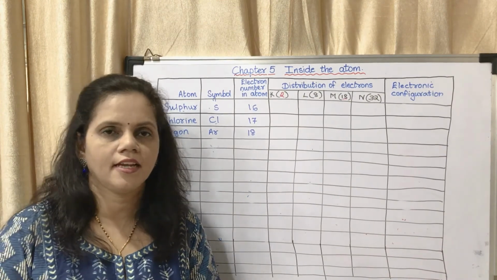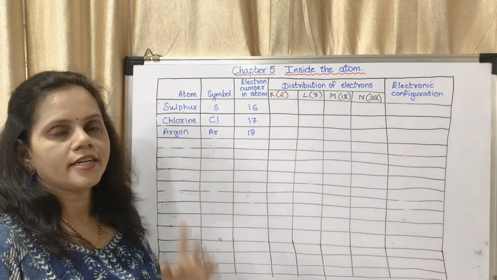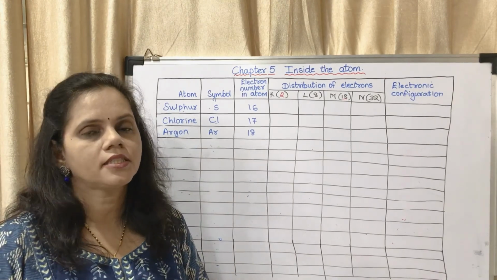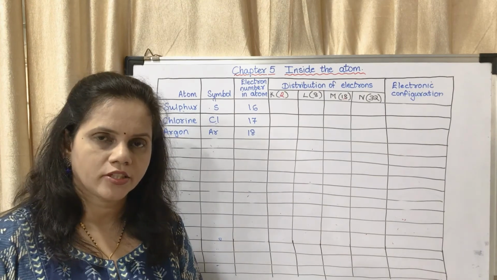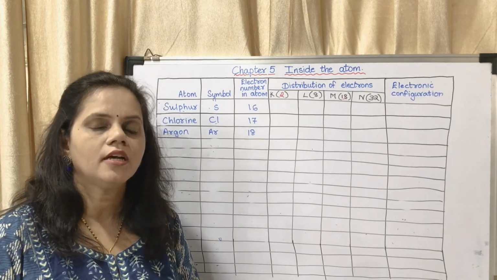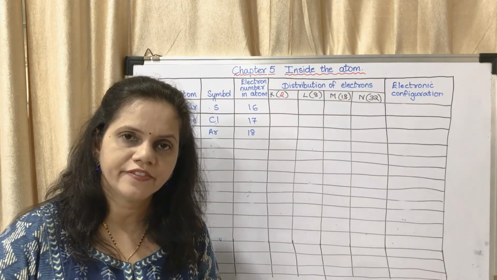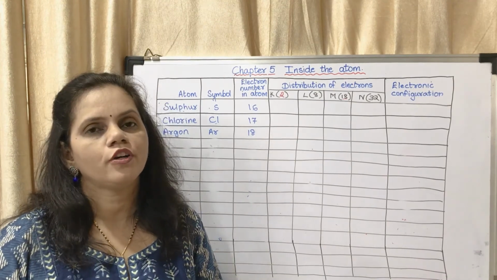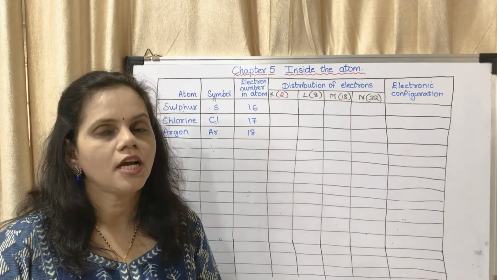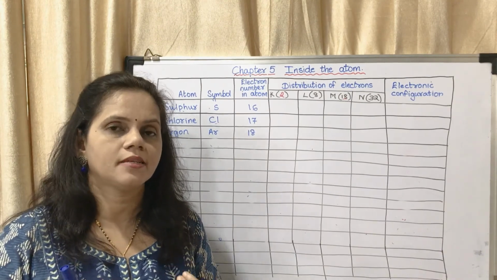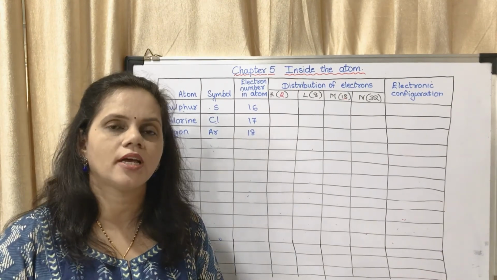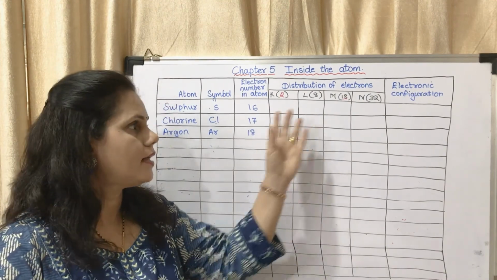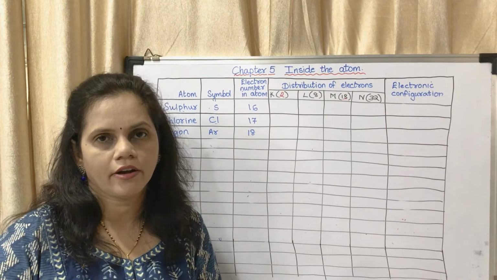These are the next 3 elements: sulfur, chlorine and argon. So these are the first 18 elements. You should be able to write the electronic configuration. For that you have to learn first what is atomic number, what is atomic mass number, what do you mean by electronic configuration, how many electrons maximum can be accommodated in K shell, L shell, M shell, N shell, and then how to write the electronic configuration.